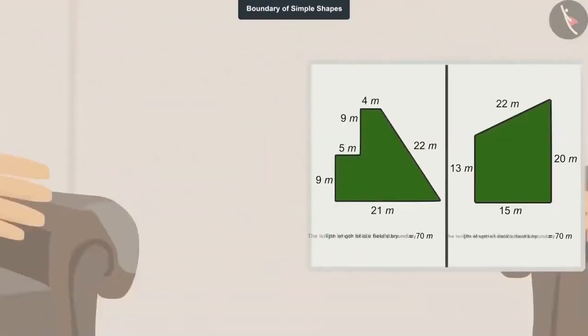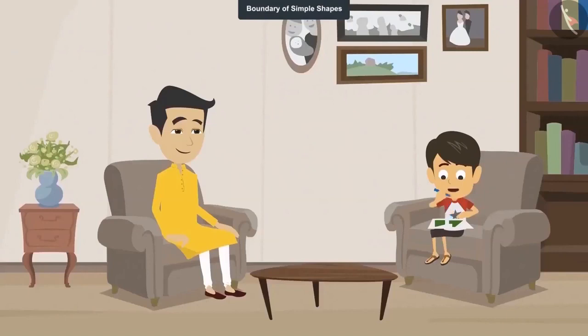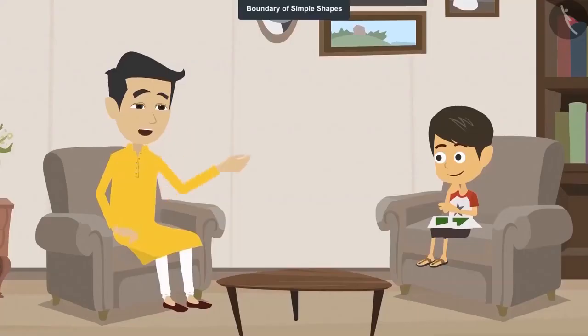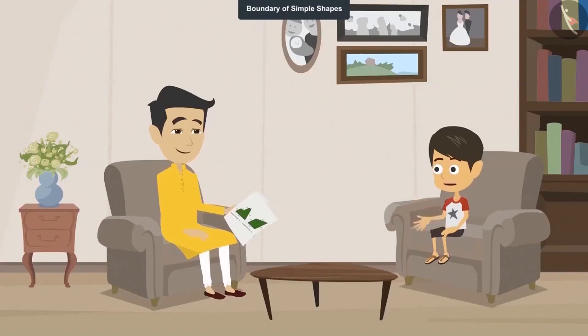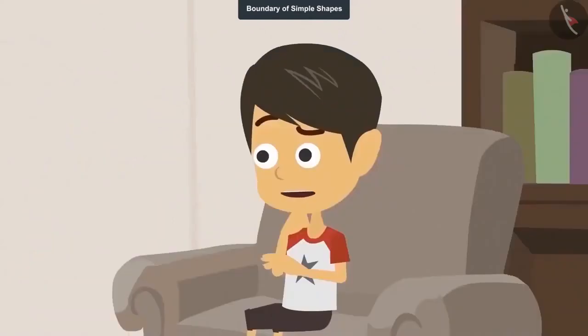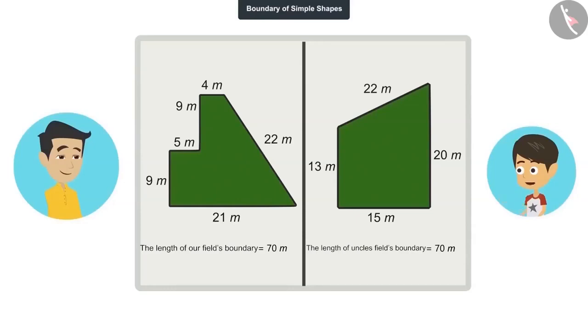Show me. Here it is. Just a minute. What happened? I may have made a mistake in adding. The measurement of the boundaries of uncle's and our farm seems to be the same. Give it to me, I'll check. No, Rayansh, there is no mistake. Your calculation is correct. So does that mean that the length of the boundaries of both the fields is the same? Yes. But how is this possible? Why is it not possible? The shape of the two fields is different.